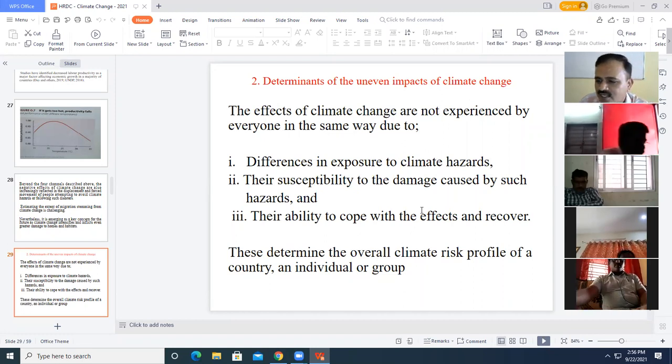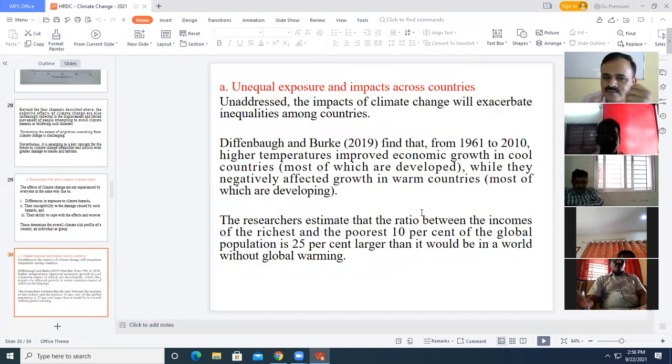So let us once again have a very brief discussion on these determinants. The first one is unequal exposure and impact across countries. The countries are not exposed equally to climate change. Because of these differences in exposure, climate change disproportionately affects countries, and that leads to inequality and poverty.